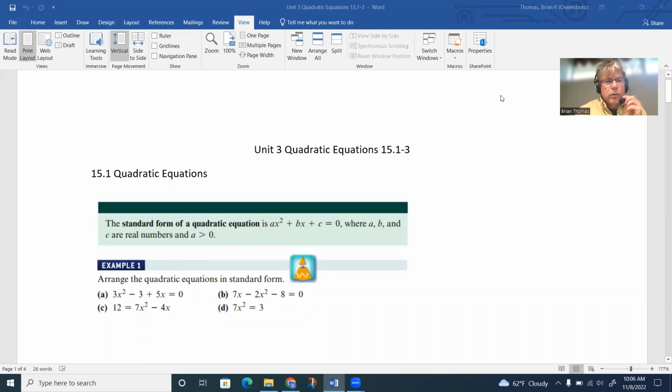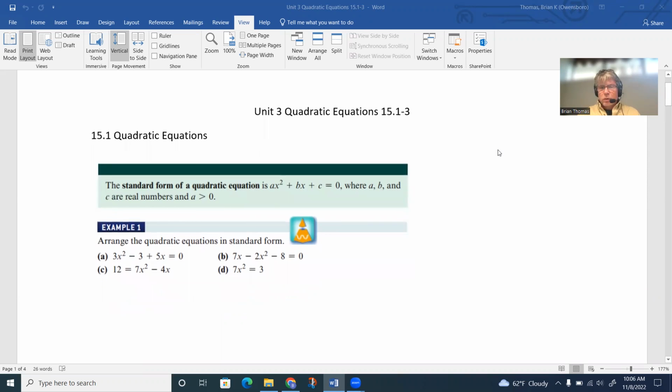So today's lesson, we're going to work on quadratic equations. This is chapter 15 out of the book. We're going to cover sections 1 through 3. I think in your homework, you're just required to do 2 and 3, but 1 is a good lead into 2.